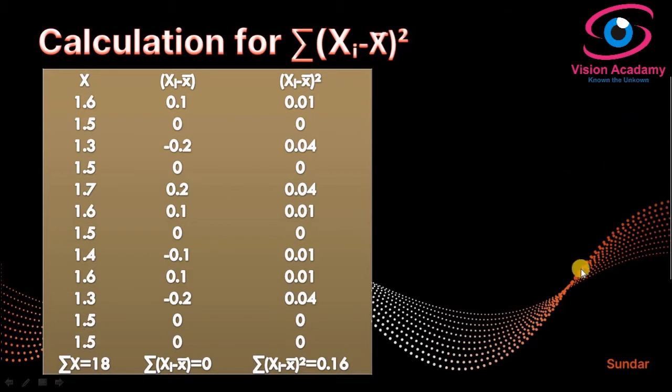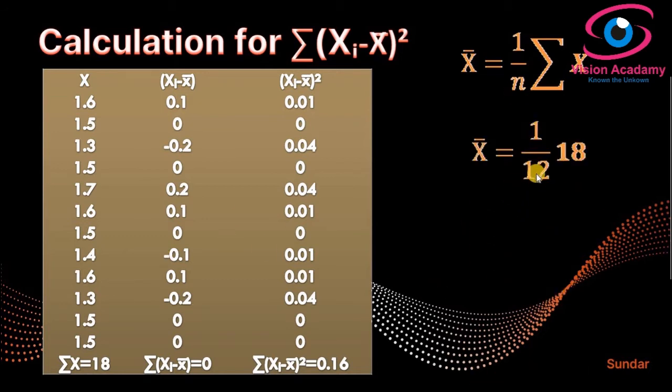As I told you, the formula for calculating x bar is 1 by n summation x. We have summation x as 18, and n is 12, so 1 by 12 into 18, which means our x bar for this problem is 1.5. So x bar is 1.5.